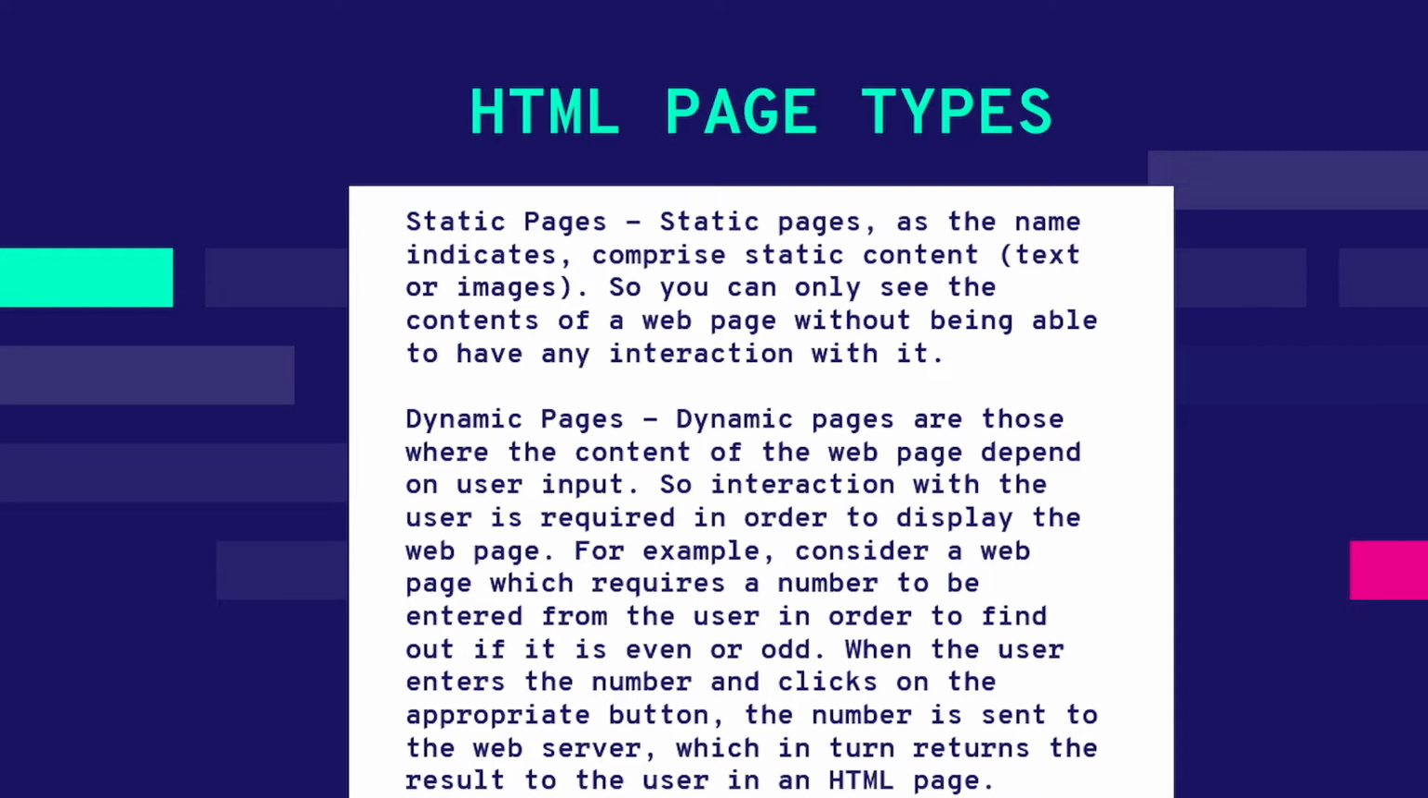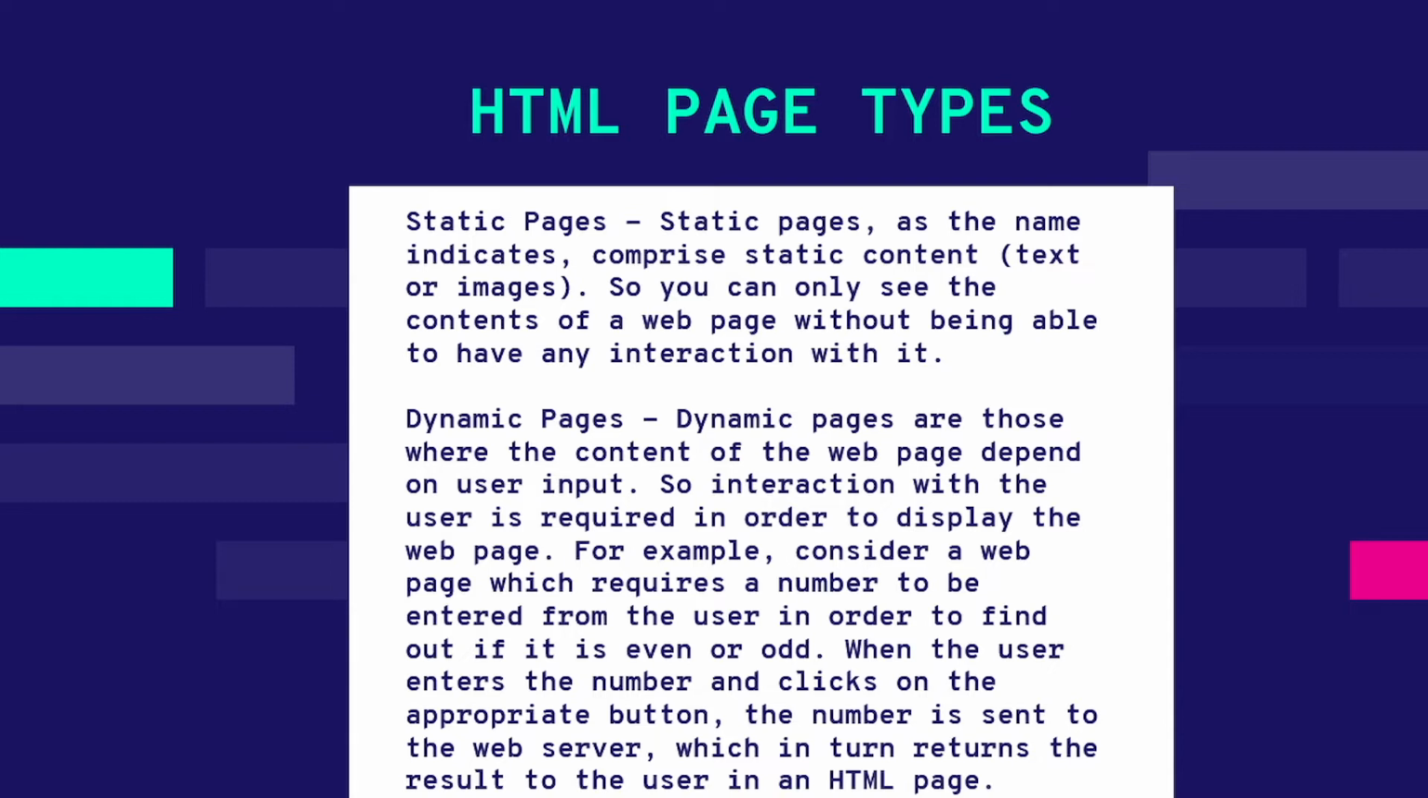But the dynamic pages are those pages where the content of the page depends on user input. So for example, in YouTube, you click on a video, then it plays, and then if you want to stop that, then it can be stopped. So this is an example of a dynamic page. Static page doesn't have any interaction with the user, but the dynamic pages have. So interaction with the user is required in order to display the web page.